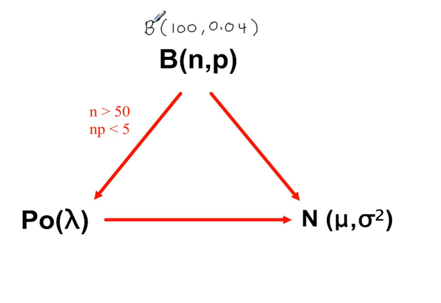As an example, if we have the following binomial distribution, the mean of this distribution is 4, n times p, which is less than 5, so this condition is met. N is large, so this condition is met. So we get the following Poisson distribution. The Poisson distribution has a mean. We use the mean from the binomial, which is 100 times 0.04, which is 4.